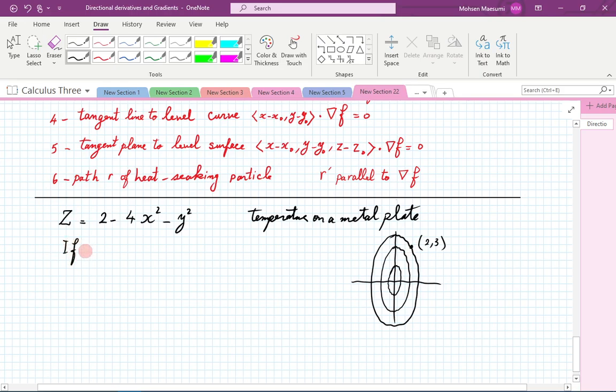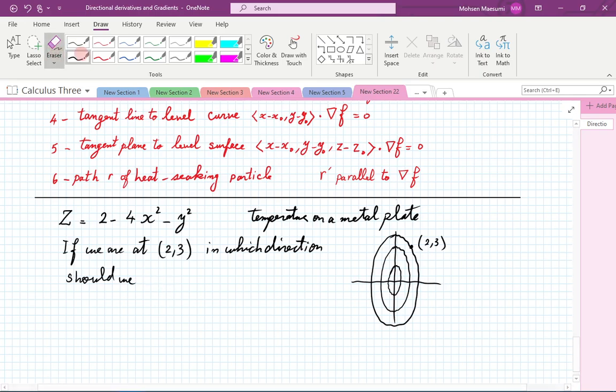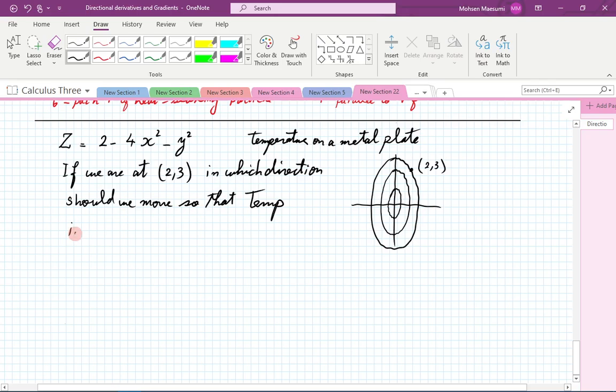If we are at point (2, 3), in which direction should we move so that the temperature increases at the maximum rate? And what is that rate?